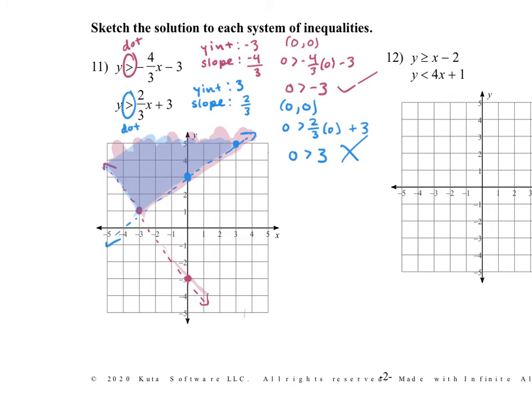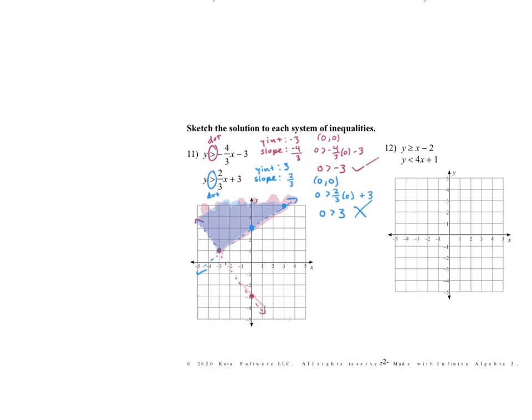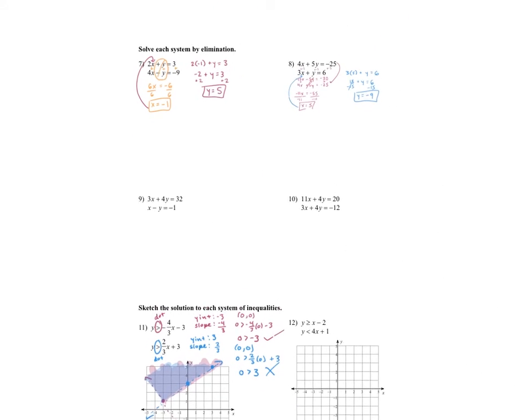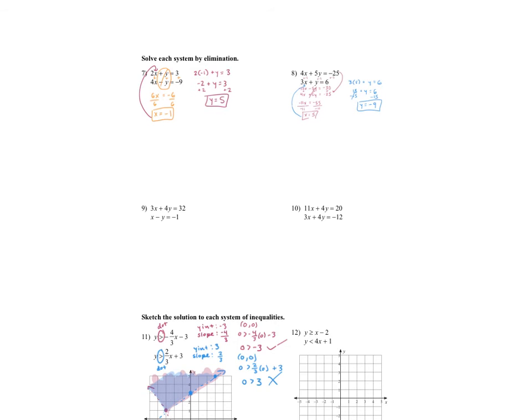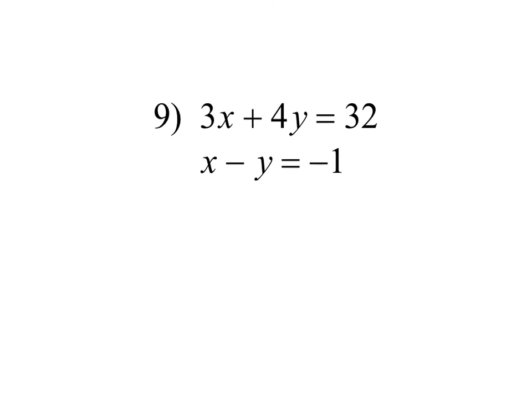All right, let's go to the next page. We'll do one of the eliminations. So let's look at number 9. All right, our goal for eliminations is to have the same number but opposites. Do we have the same number but opposites here? Nope, not yet. We have opposites. We have this plus 4y and a minus y, but they're not the same number.